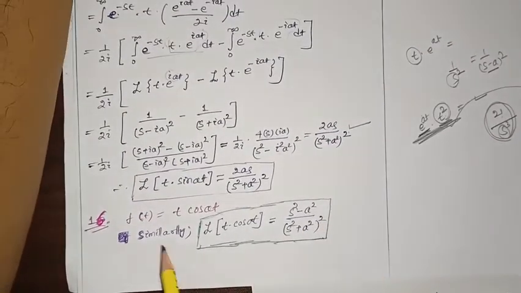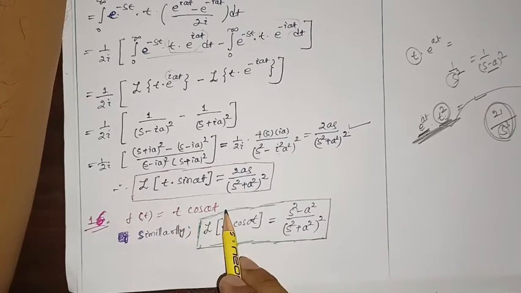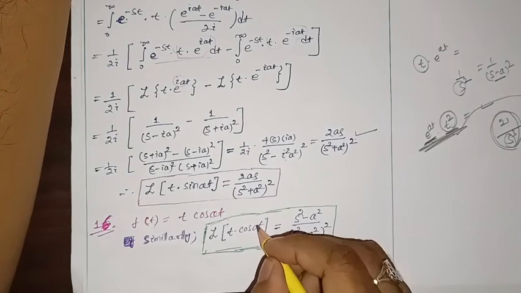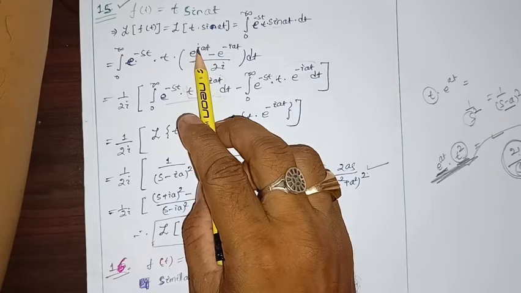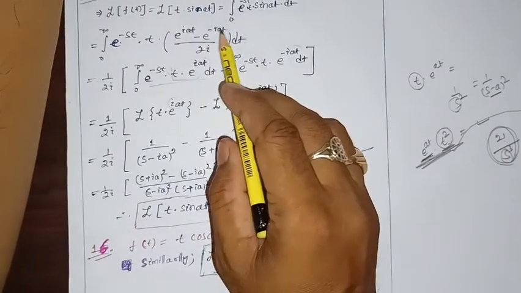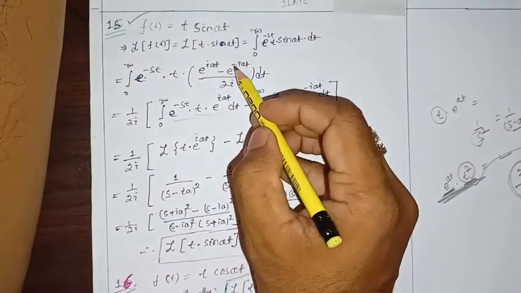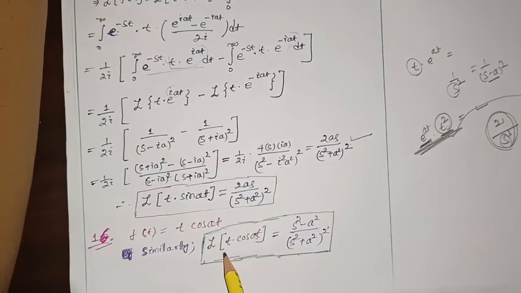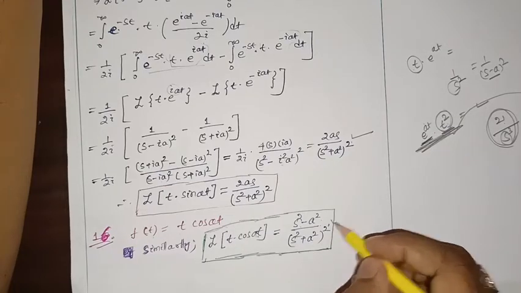Now the 16th function is f of t equal to t into cos at. In a similar manner you have to derive, whatever we discussed for sin at. For the sine we considered e to the iat minus e to the minus iat by 2i. For cos you have to consider e to the iat plus e to the minus iat by 2. Similarly, if you derive it, you get the Laplace transform of t into cos at as s square minus a square by s square plus a square whole square.